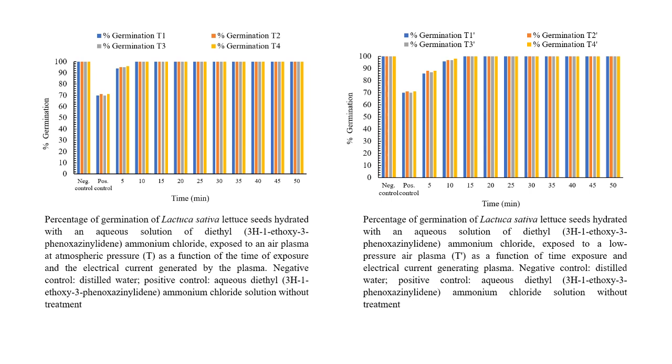The germination percentage of hydrated lettuce seeds with the study solution indicates the change in the relative toxicity of the initial solution. In both cases, the positive and negative control reached respective maximums of 71% and 100% germination. The toxicity of the solution decreases more rapidly for treatments at atmospheric pressure.